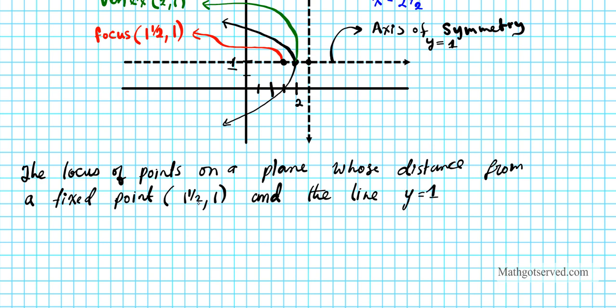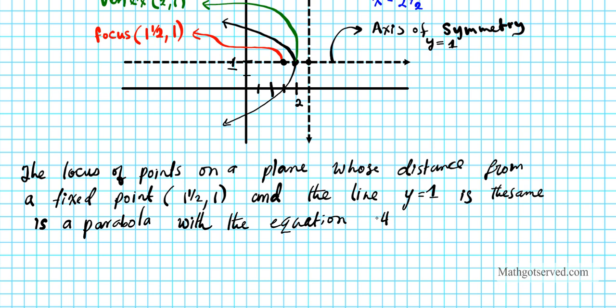If the distance from the fixed point to the line is the same, is a parabola with the equation, the original equation, -4y squared plus 8y minus 8x plus 12 equals 0. All right, so that's that.